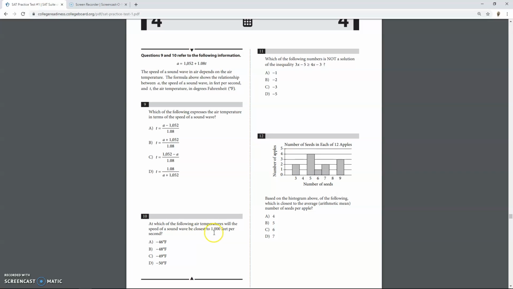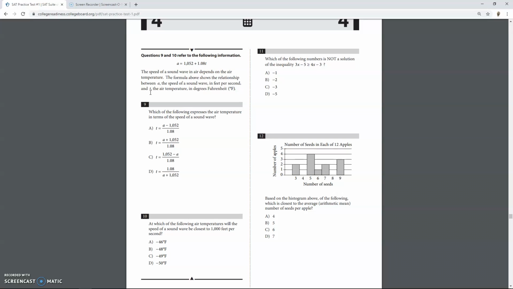And for question 10, it is asking for the speed of the sound wave that is closest to 1,000 feet per second. And for this one, we can put the 1,000 feet to here, because in the question it says A, which is the speed of the sound wave, in feet per second. That will mean when we're trying to put the number back into the equation, we need to put this feet per second into here, which is also in feet per second. So A equals 1,000.